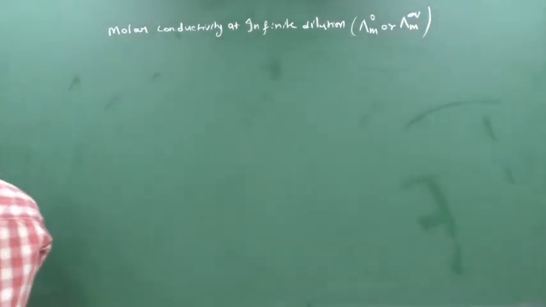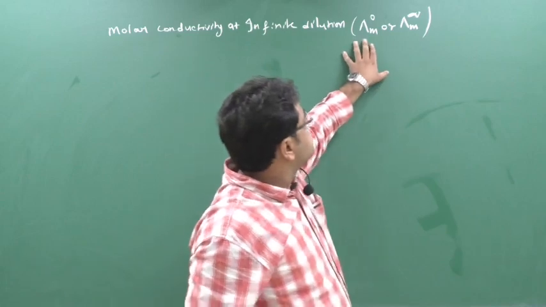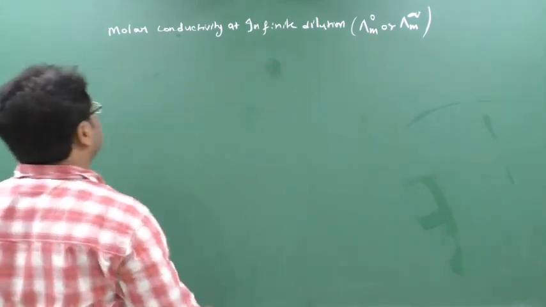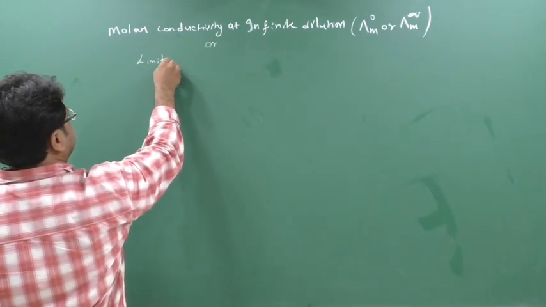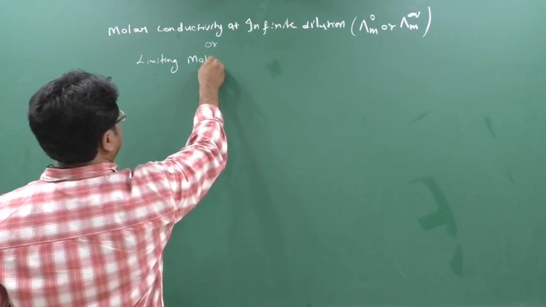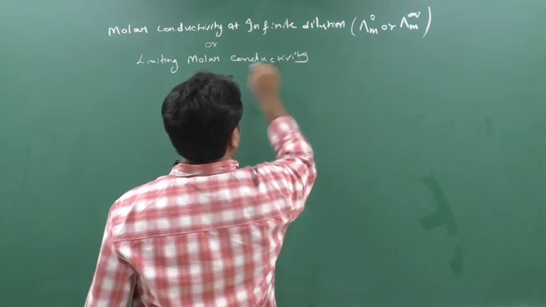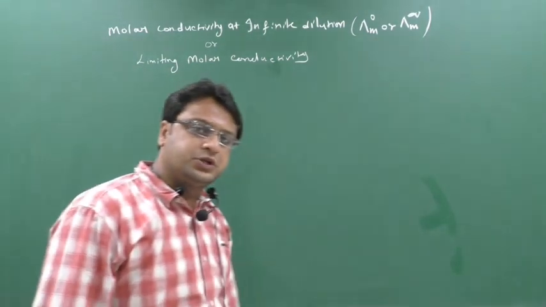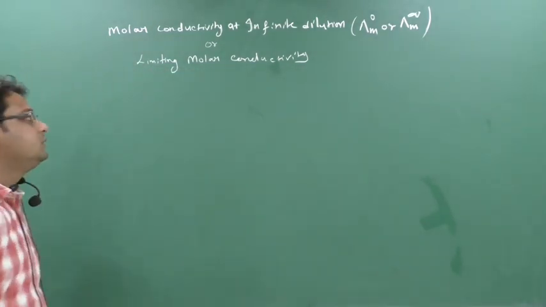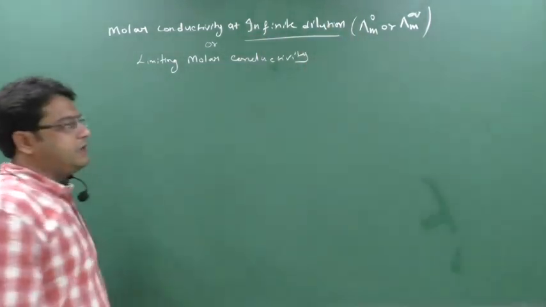Clear? So we are going to discuss in detail about molar conductivity at infinite dilution. The indication is lambda m0 or lambda m infinity. Another name is limiting molar conductivity. Clear? So both mean the same. You say molar conductivity at infinite dilution or limiting molar conductivity. Now first we'll understand what we mean by infinite dilution.